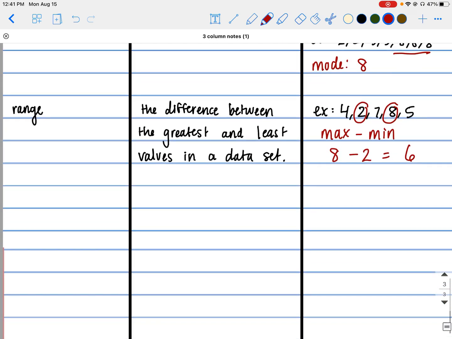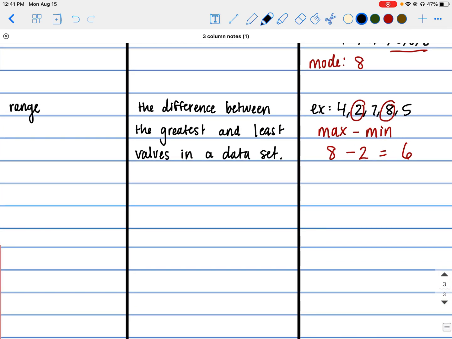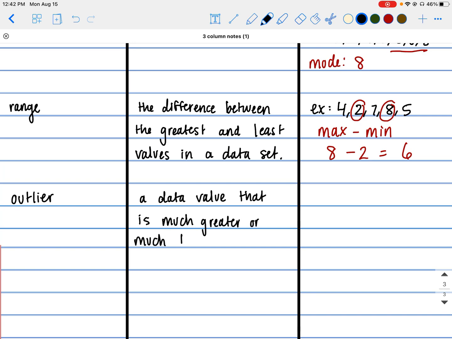Really straightforward and easy. Almost at the end, guys. We are at outlier. And an outlier in a data set is a data value that is much greater or much less than all the other values. Not all sets have an outlier. That is much greater or much less than the rest of the data. I'm going to say all of the other values.